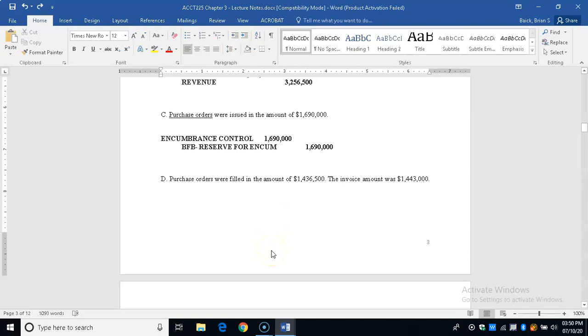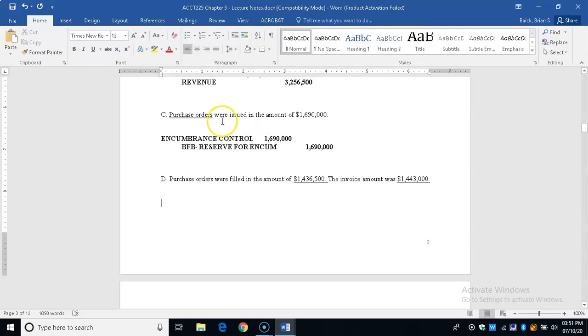Next, what if you receive your order? How much of your order did you receive? It says purchase orders were filled in the amount of, this is how much of my order showed up. It was $1,436,500. Now, the invoice says how much do I have to pay? $1,443,000. Okay, so remember in step 3, we set money aside. And in this next step, we're paying $1,443,000. So how would you do this journal entry?